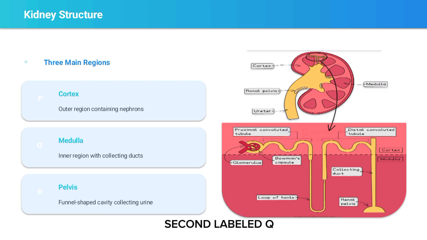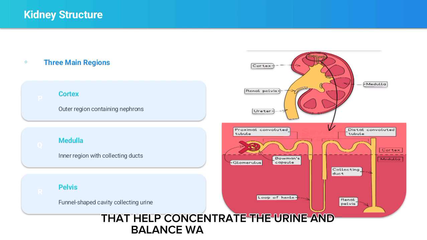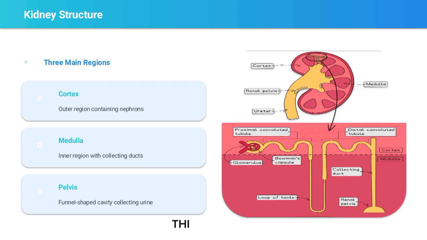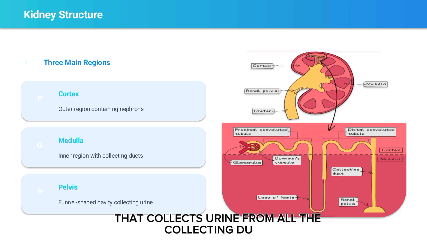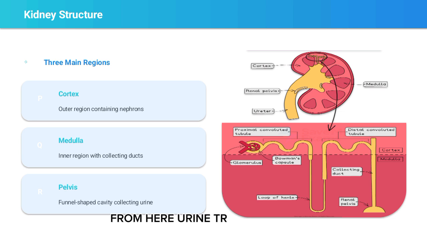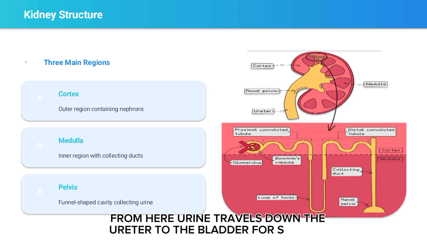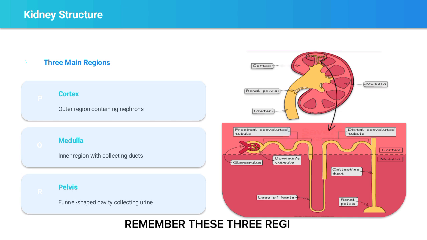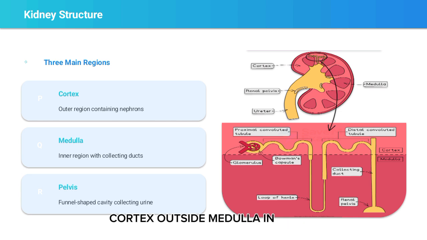Second, labeled Q, this is the medulla. The medulla is the inner region. It contains the collecting ducts that help concentrate the urine and balance water in your body. Third, labeled R, this is the pelvis. The pelvis is a funnel-shaped cavity that collects urine from all the collecting ducts. From here, urine travels down the ureter to the bladder for storage. Remember these three regions: cortex outside, medulla inside, and pelvis collecting urine.